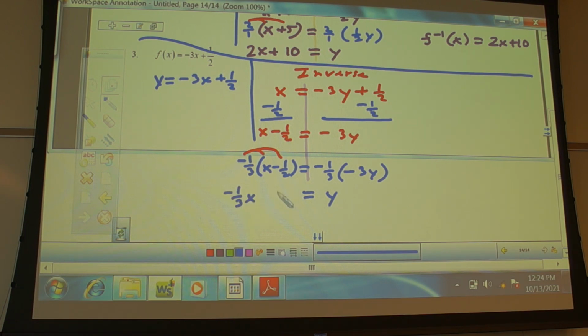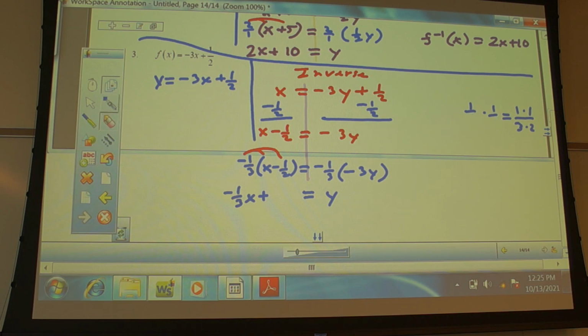This part is the trickier part. Negative times a negative, so do the signs first. Negative times a negative is a positive. And then everybody do 1/3 times 1/2. Everybody do it. 1/3 times 1/2. What's the deal? You multiply the numerators, multiply the denominators. Check with your neighbors. I'm going to ask somebody randomly what you get in 15 seconds.